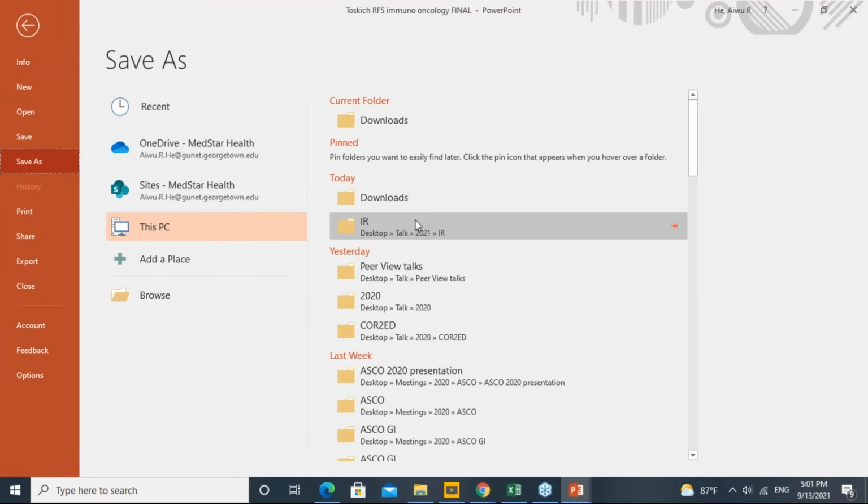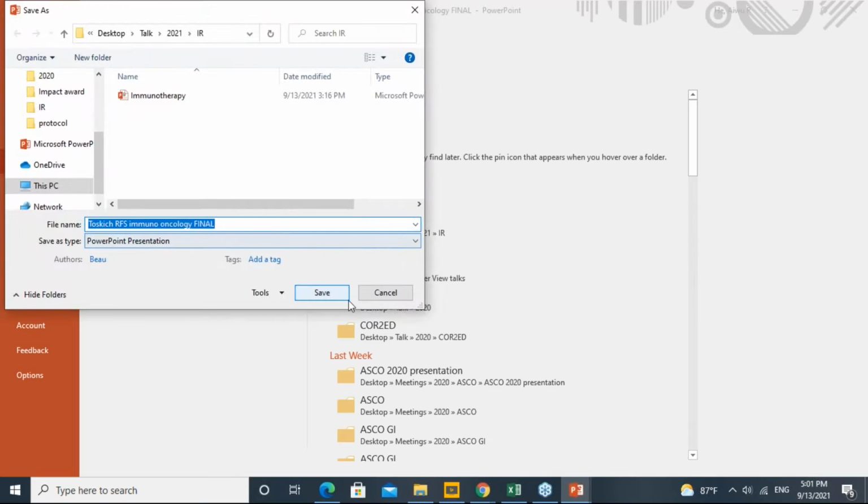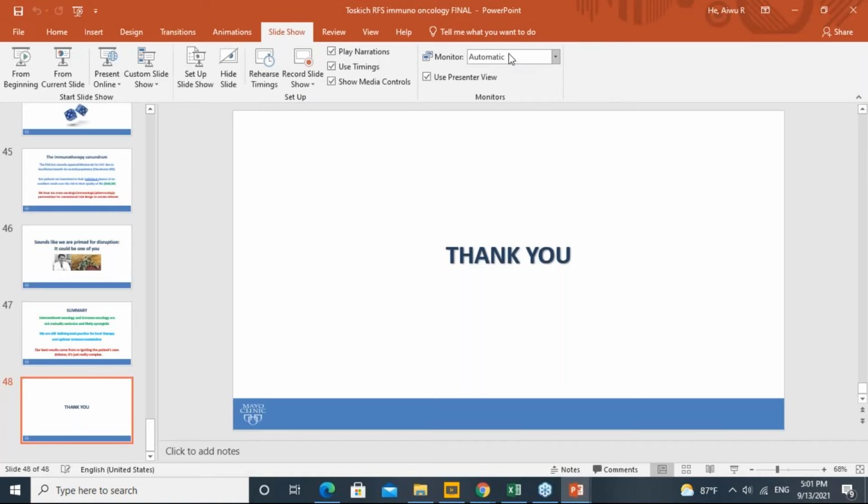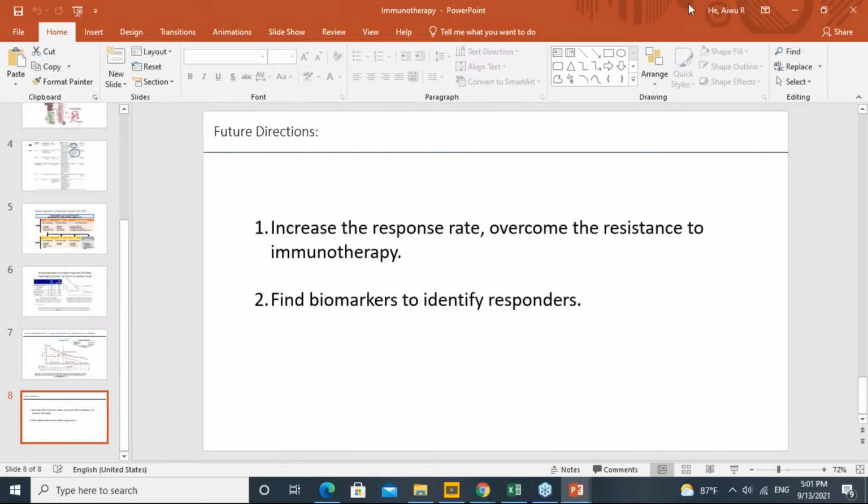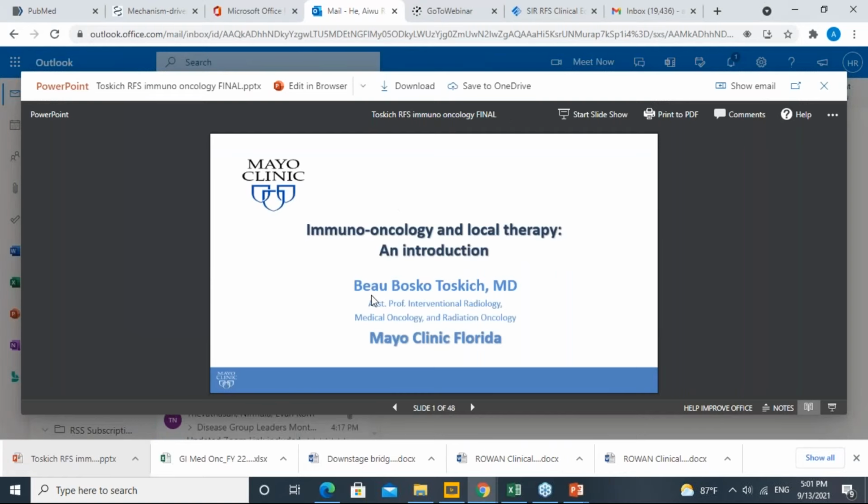So our first question today is, what is the current status of the combination of immunotherapy and interventional radiology in practice? Yeah, so that's a great question.